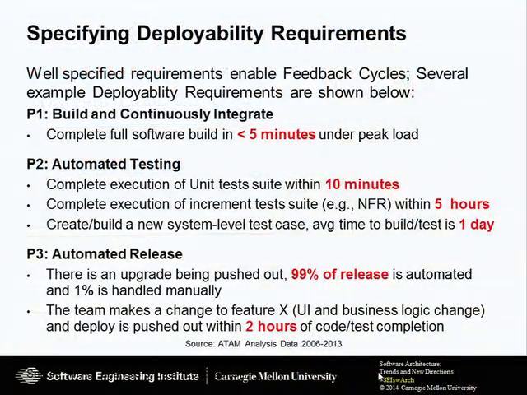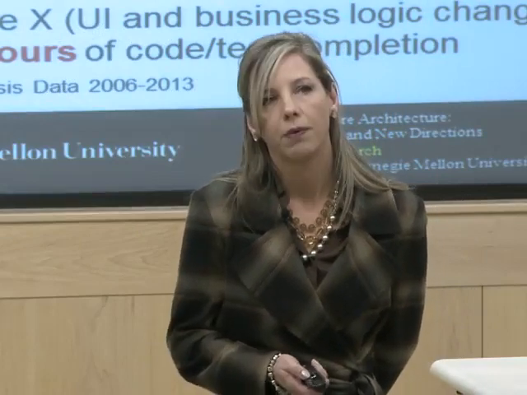Under the automated release phase, some examples are things like 99% of your release is automated. That one's a little bit harder to measure and monitor. Or the team makes a change to feature X, which includes a UI and business logic change, and the deployment is pushed out within 2 hours of code test completion. So that gives us some clear measure that we can work with.